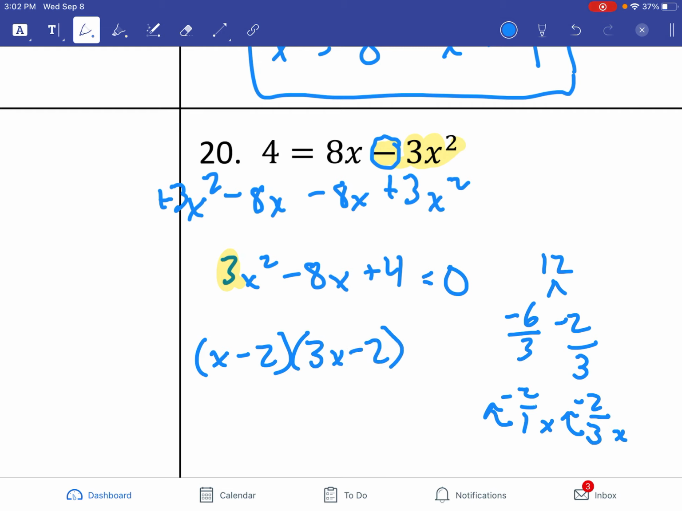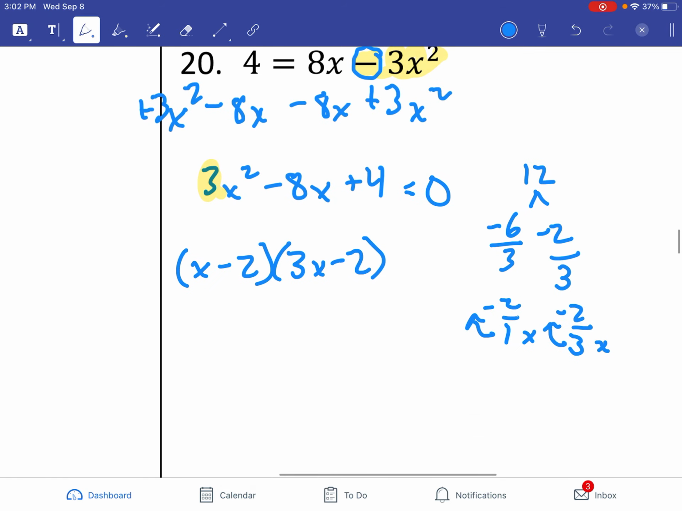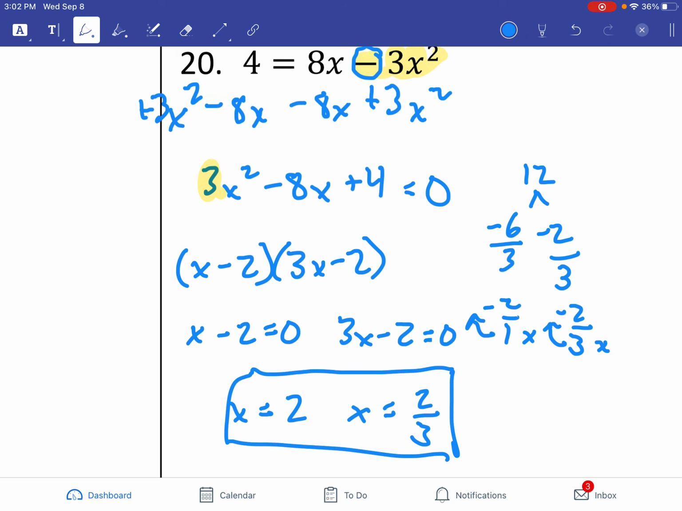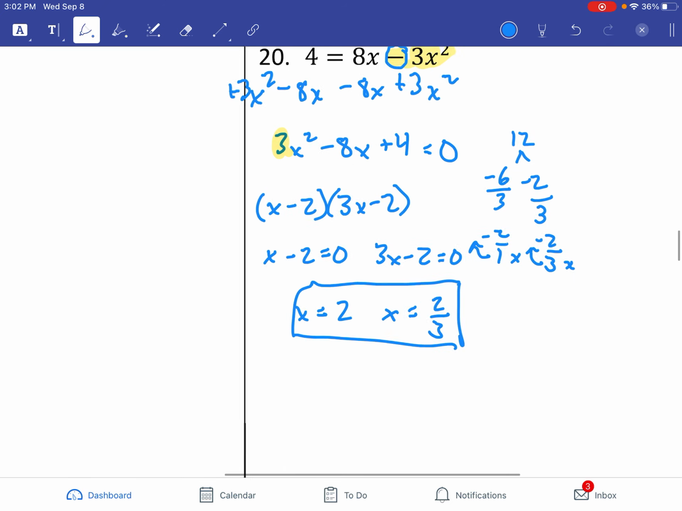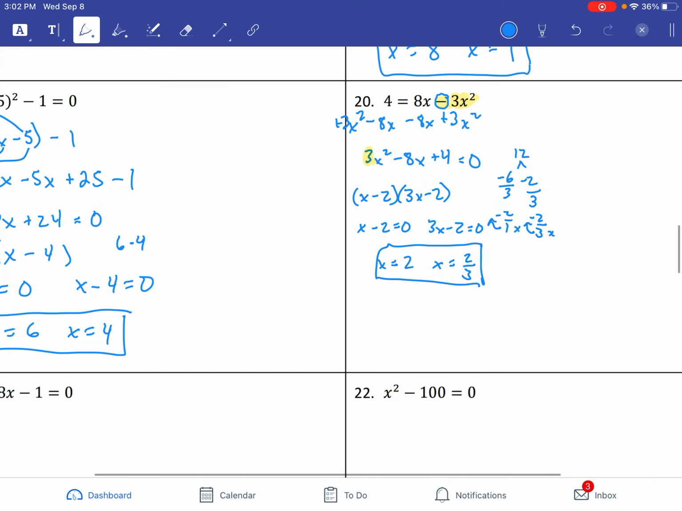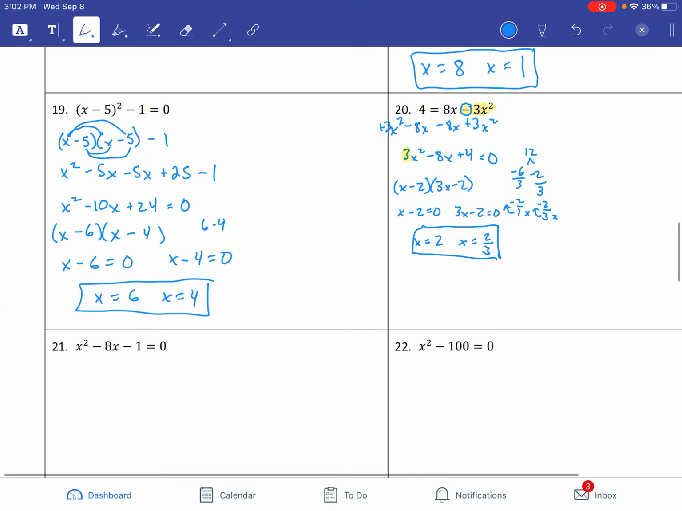Okay. Now that I've factored, I can set these factors equal to 0 and solve for x. So I'm going to add 2 for the first one. The second one, I'm going to add 2 and divide by 3. And then I'm done. Now, could I have used the quadratic formula for that? Yes, but then I would have had to keep going because it was factorable.